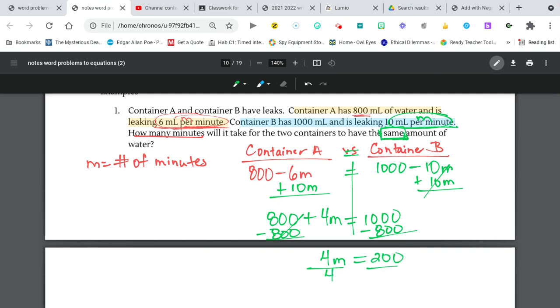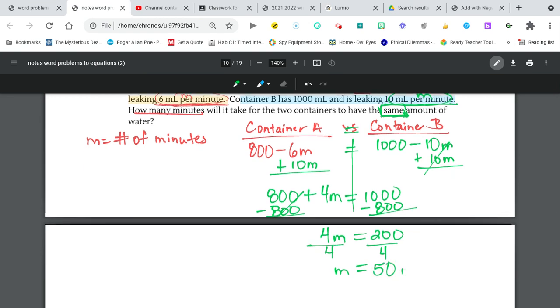Divide both by 4. And I can see that m equals 50, and I know m represents minutes, so I put minutes. After 50 minutes, they're going to have the same amount of water. Now, you could see how much water that was if you wanted to. You don't have to do this, guys. Instead of 6m, 6 times 50, so that's 800 minus 300, which is 500 milliliters of water.